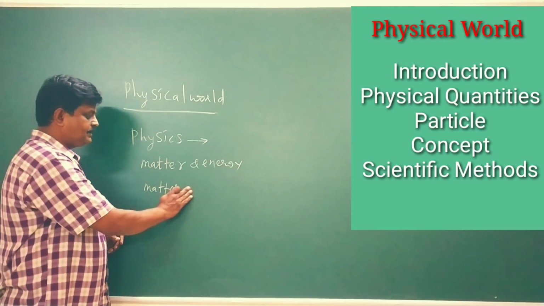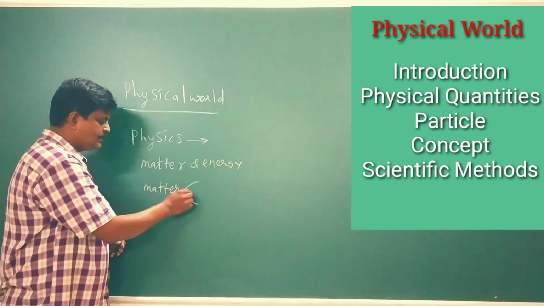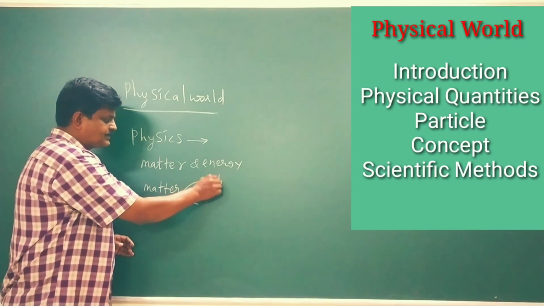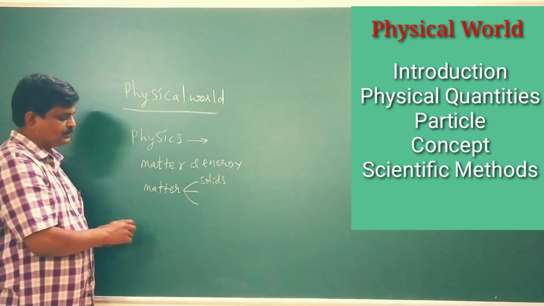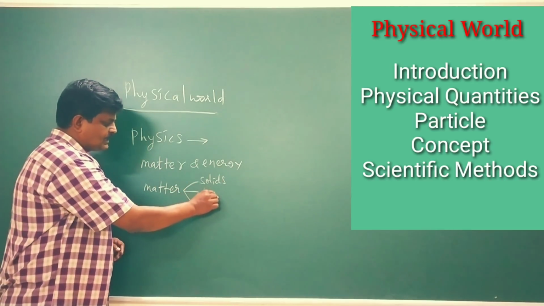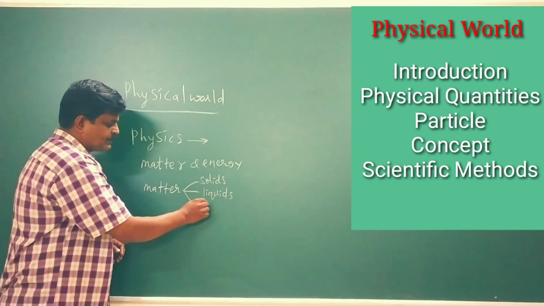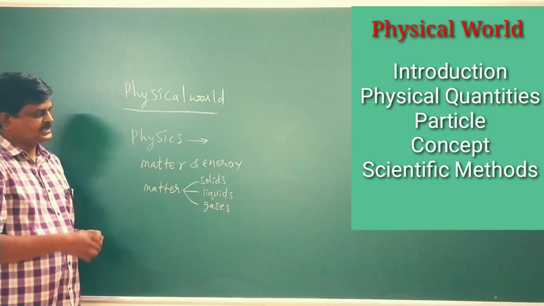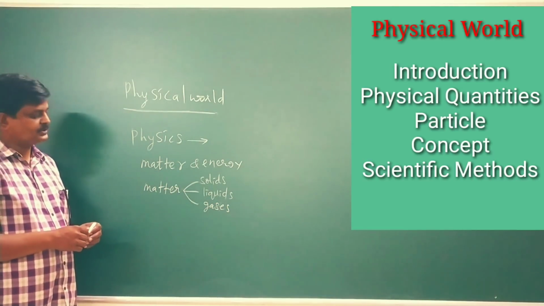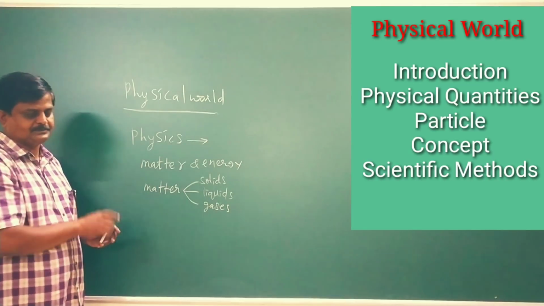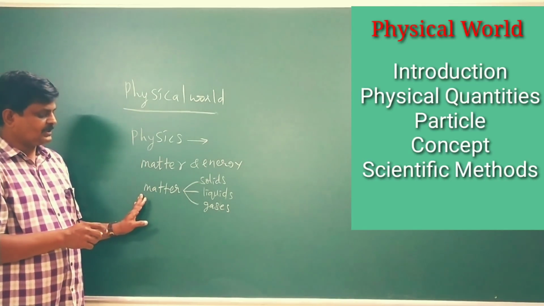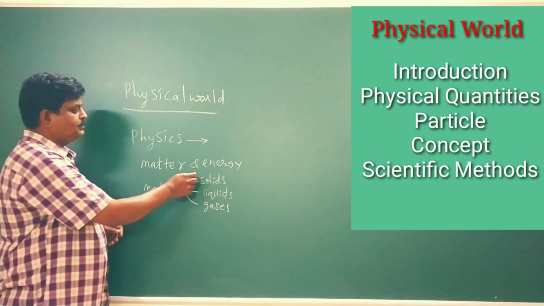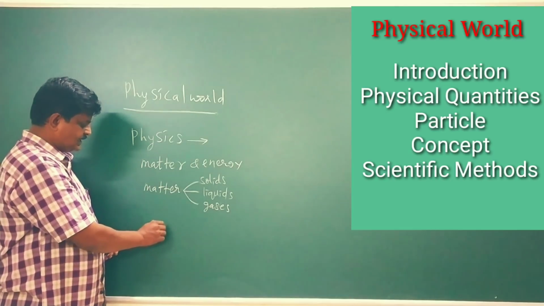And how does matter manifest itself? Matter manifests as solids, where atoms are closely bonded. Next is liquids, and the last one is gases. So physics basically deals with two things, that is matter and energy, and matter is composed of solids, liquids and gases. And one more thing, what is energy?